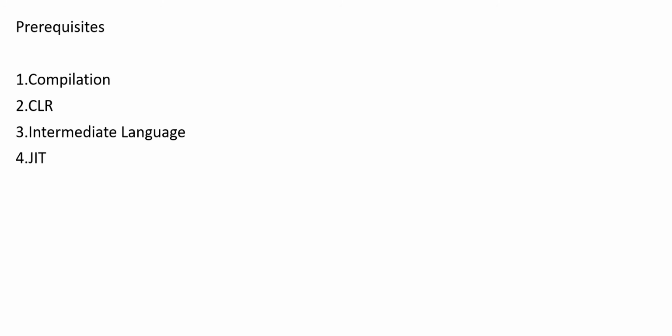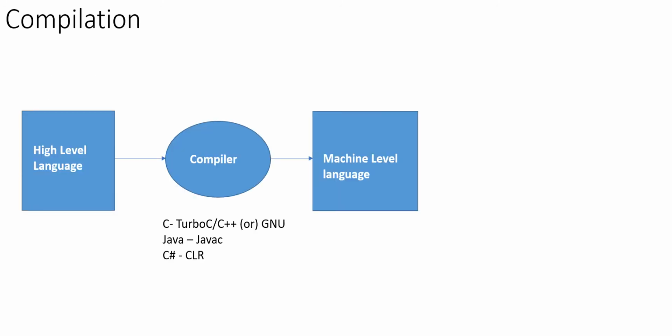So first of all, what do you mean by compilation? Compilation is the process of converting our high-level language into machine understandable low-level language or machine level language. Here our compiler will act like a language translator. To compile our C program or C++ program, we will be using Turbo C or GNU compiler. Similarly, for Java, we will be using javac as our compiler.